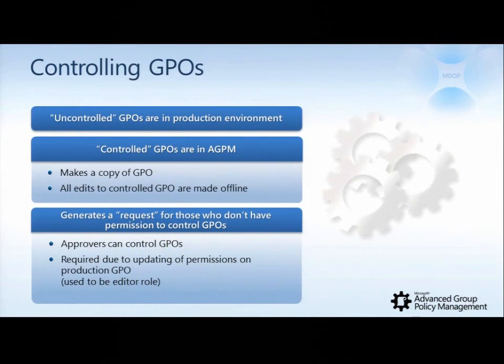So the controlling of GPOs, as I said, you take it from production where it's uncontrolled, you now control it, it's just a copy, and that's where you're going to make all the changes. If you don't have any privileges for editing it or deploying it, you're going to send a request. And a request is typically an email that you're going to send to your GPO admin.